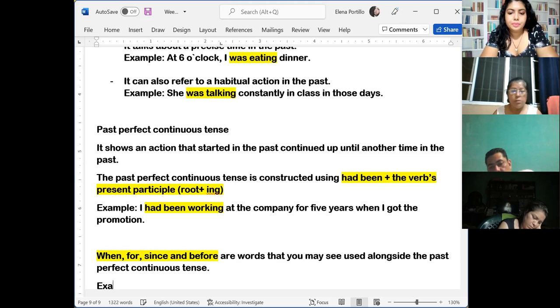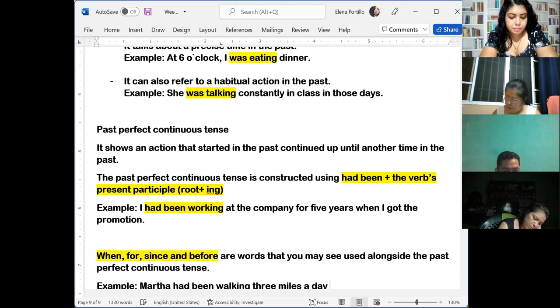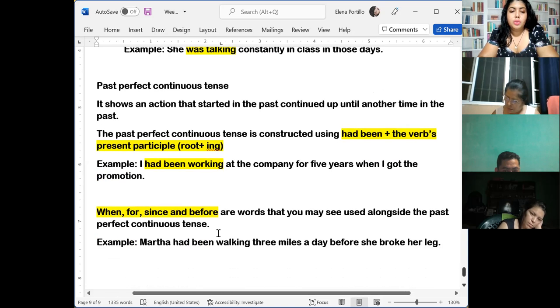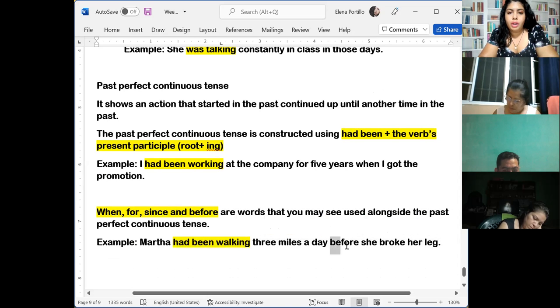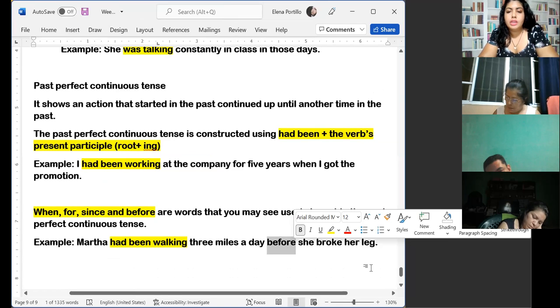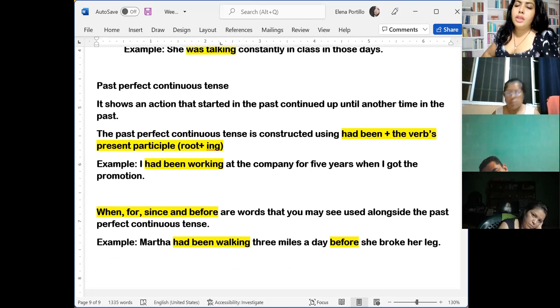So we have the example. It says, Marta had been walking 3 miles a day before she broke her leg. So we have here the structure, and we have here before. That is one of the words that are very used in this structure. Marta had been walking 3 miles a day before she broke her leg.